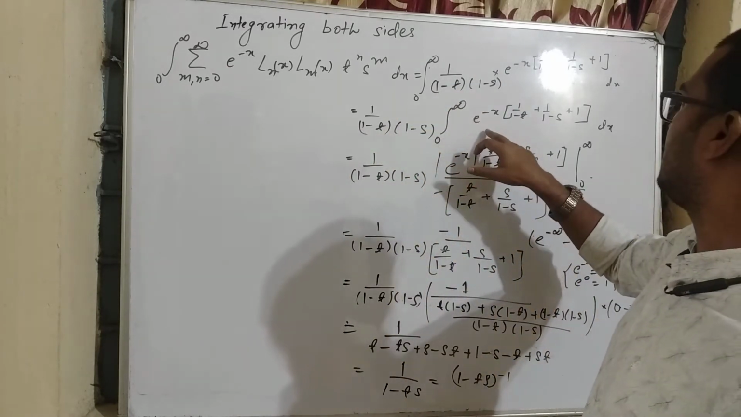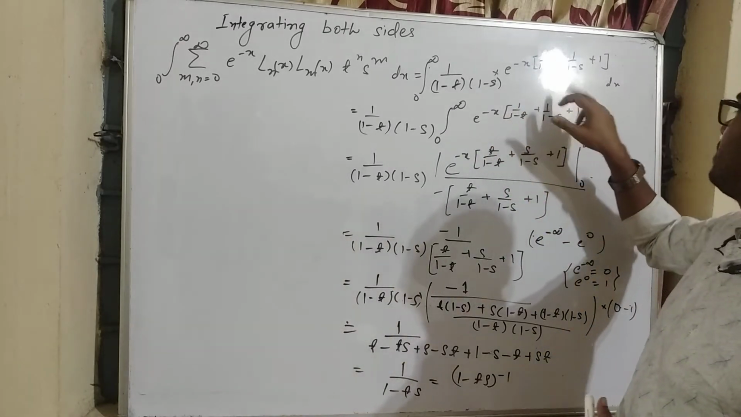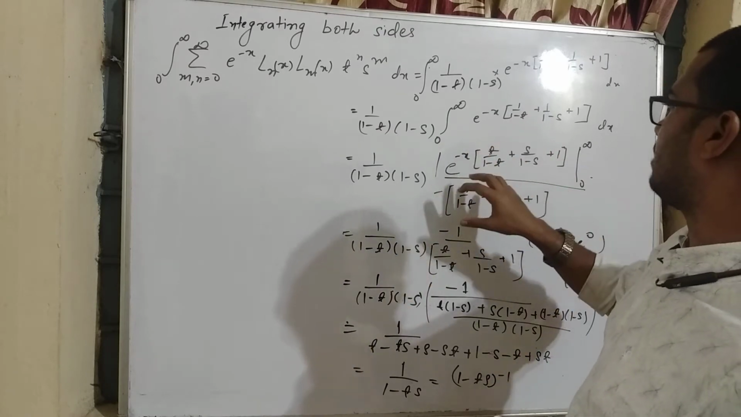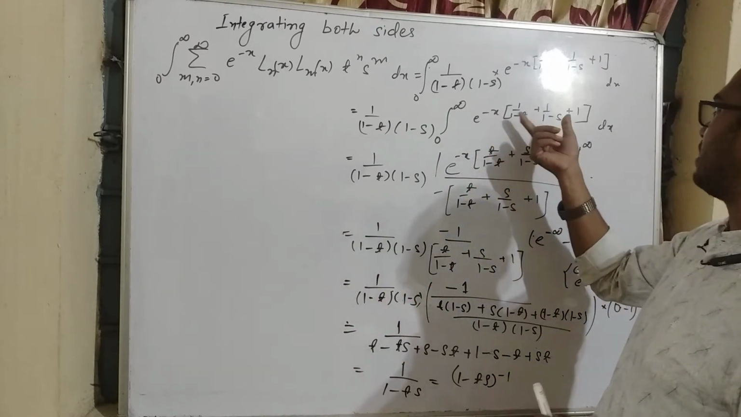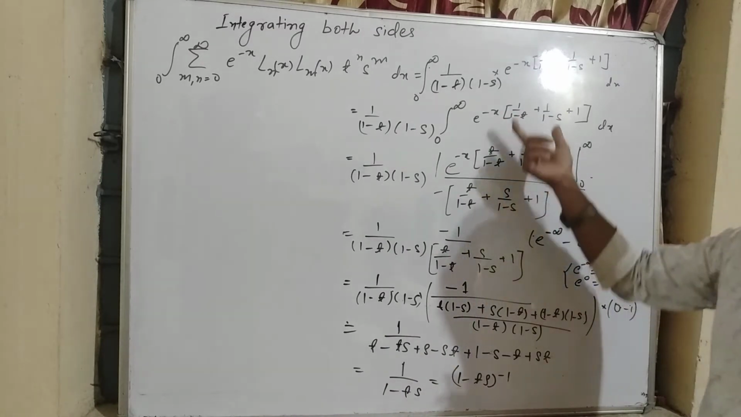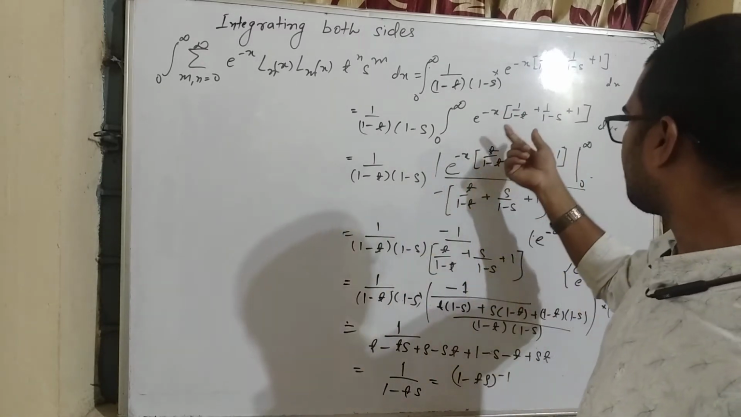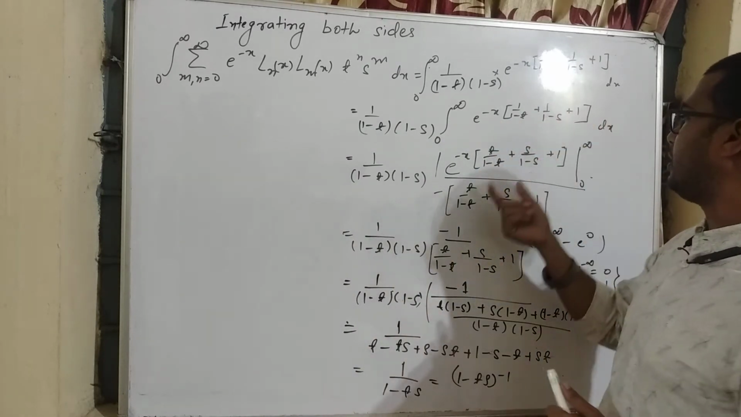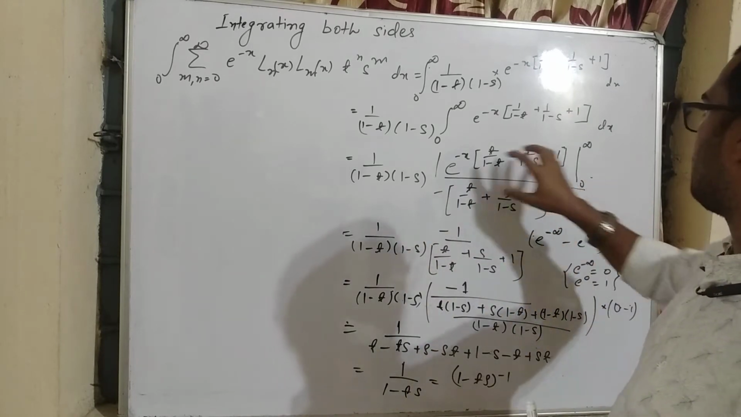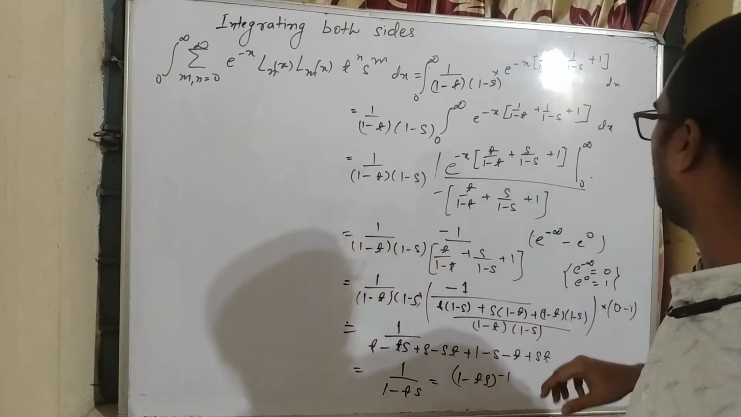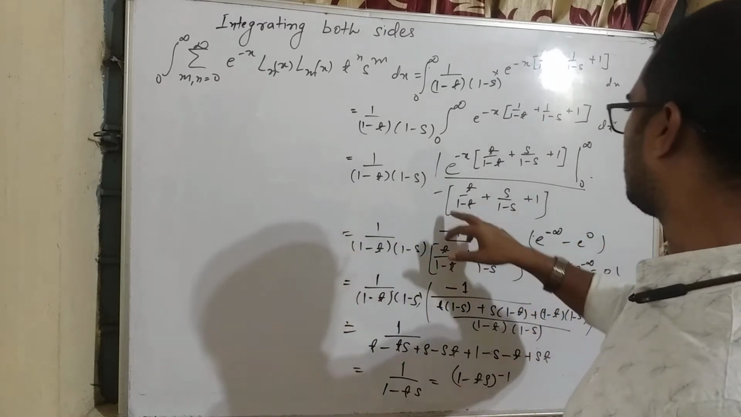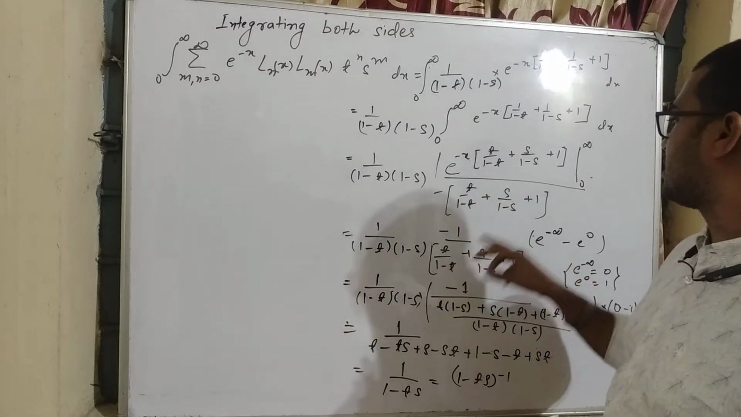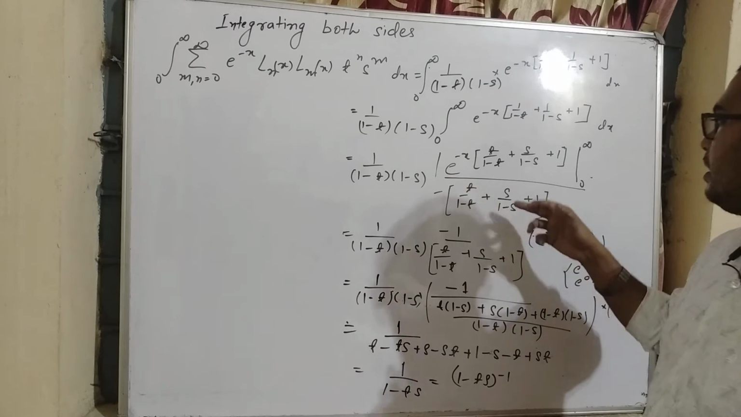And the integration will be 0 to infinity e to the power minus x times t upon 1 minus t plus s upon 1 minus s plus 1, dx, and then we'll integrate it, and this will simply come as e to the power minus x, and the term which is multiplied with x will come to the denominator. You can do it by the substitution method. So minus t by 1 minus t plus s by 1 minus s plus 1 will come to the denominator, and now we'll put upper value minus lower value. So this minus in the denominator goes to the numerator, and t by 1 minus t plus s by 1 minus s plus 1 will come as it is.